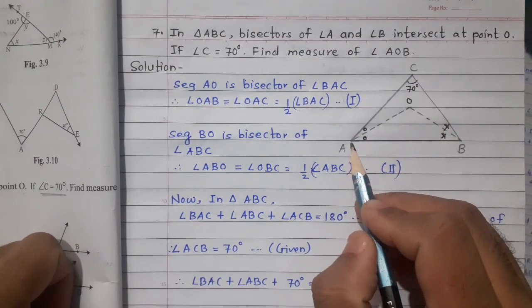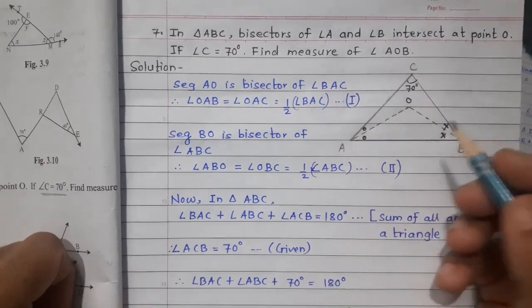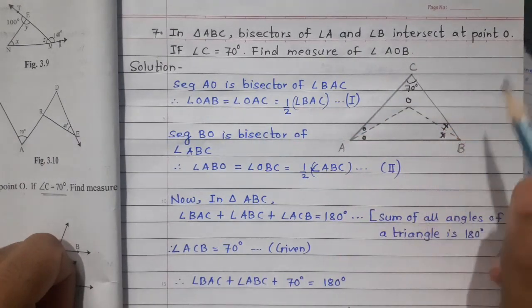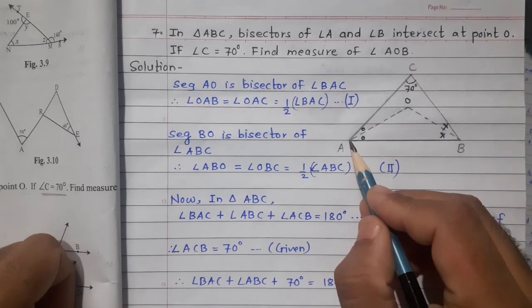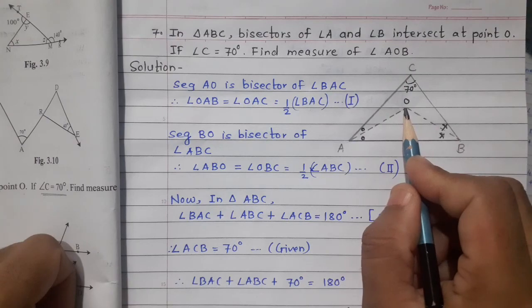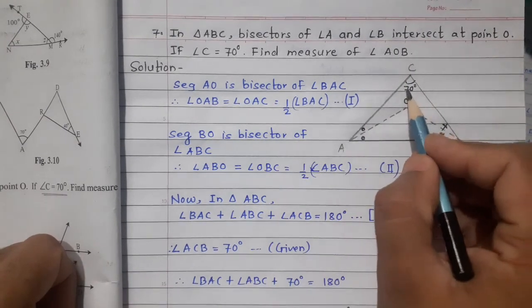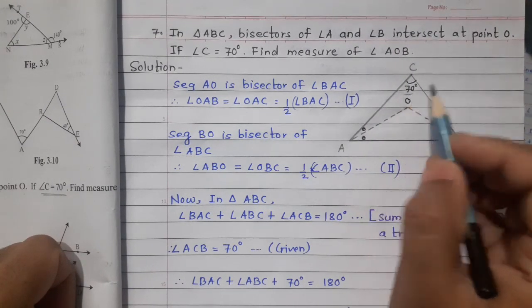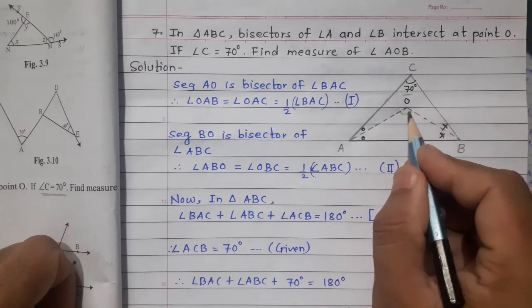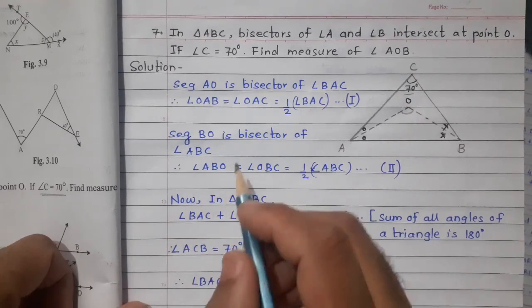See, in triangle ABC, the bisector of angle A and the bisector of angle B intersect at point O, and the measure of angle C is 70 degrees. Now here we have to find the measure of angle AOB. This angle we have to find.